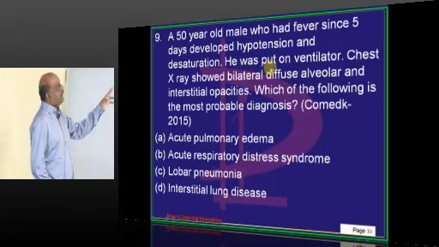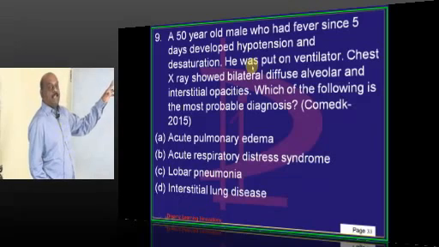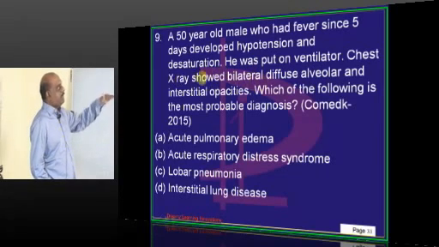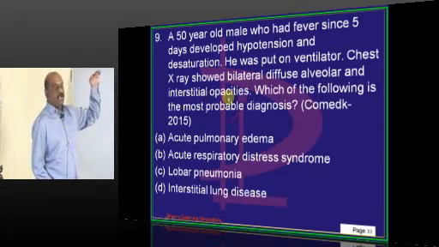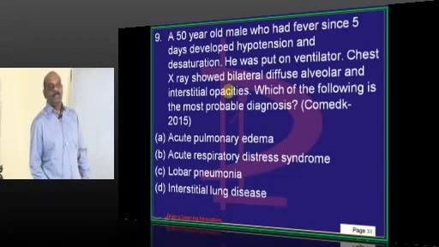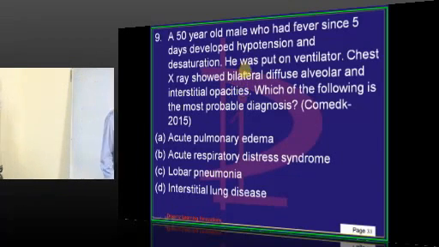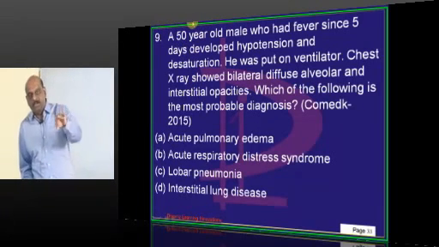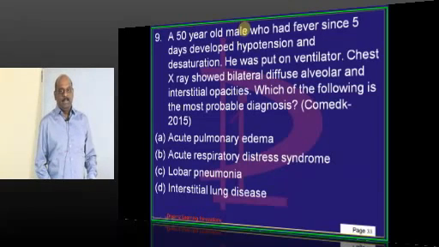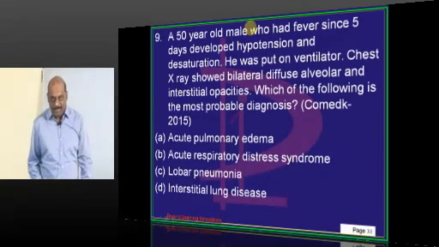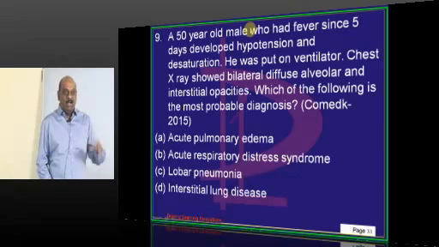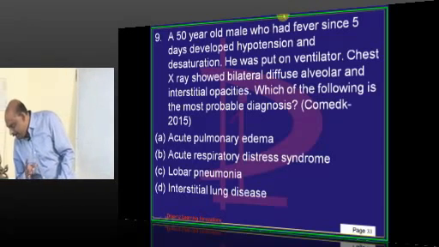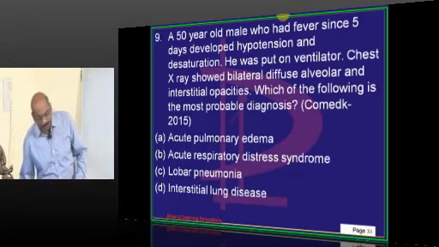A 50-year-old has fever since 5 days with hypotension, with desaturation, with interstitial opacities. See doctor, what is the definition of SIRS? Systemic inflammatory response syndrome. What is the definition of ARDS? What is the definition of ALI? Acute lung injury. All those definitions, clinical definitions, you need to be 100% sure doctor.